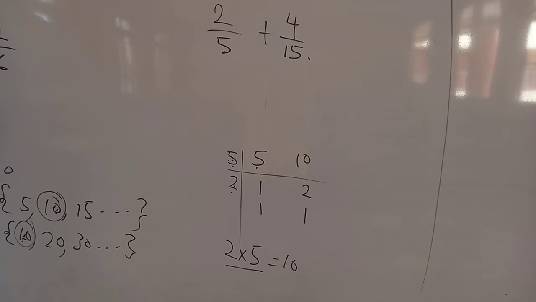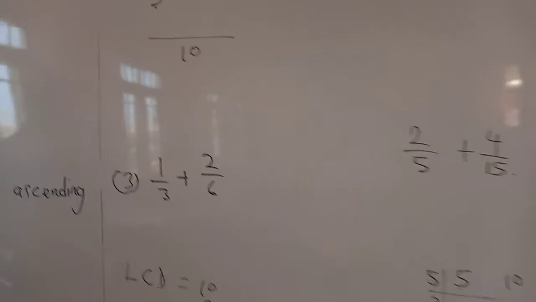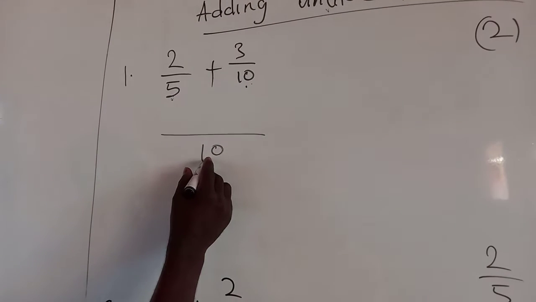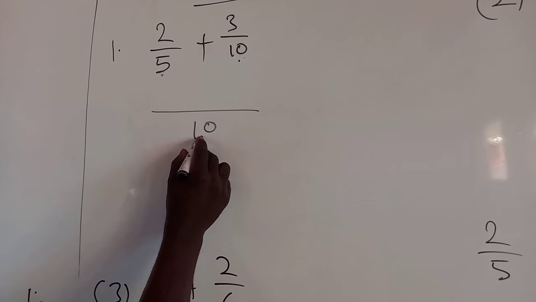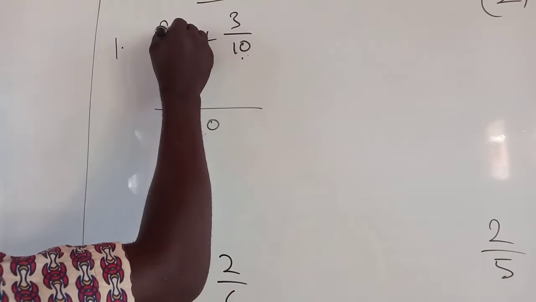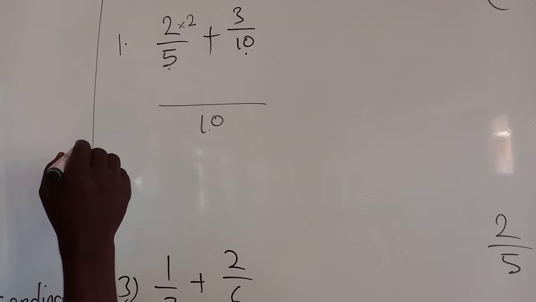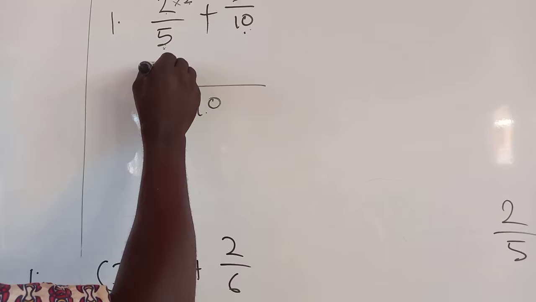So now, since we have 10 as our LCM, we can now do the same thing. 5 will divide 10 how many times? 2 times. So 5 will go into 10 2 times. Have you seen that? So 2 times 2 will give me 4.